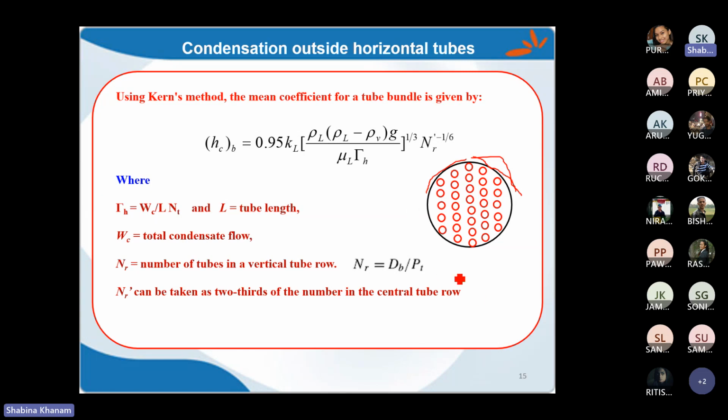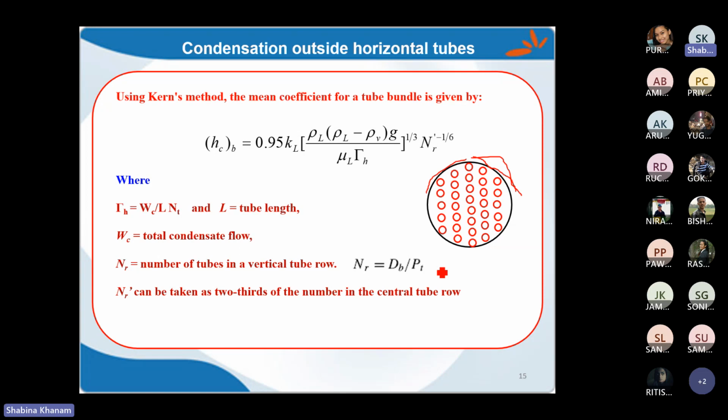Okay, because at the center thickness would be maximum. At this side, left side or right side, thickness would be minimum. So you need to consider average thickness, and that we can consider by considering average tube rows, and that would be NR prime, which is 2/3 of NR. I hope you are getting my point.